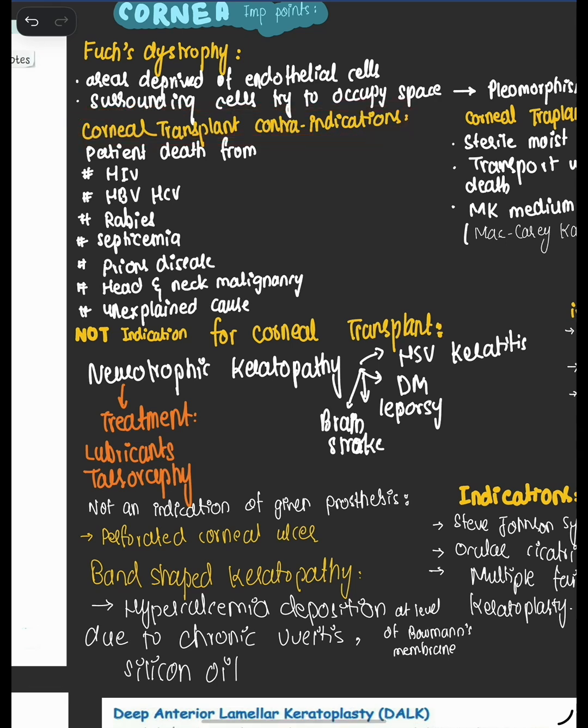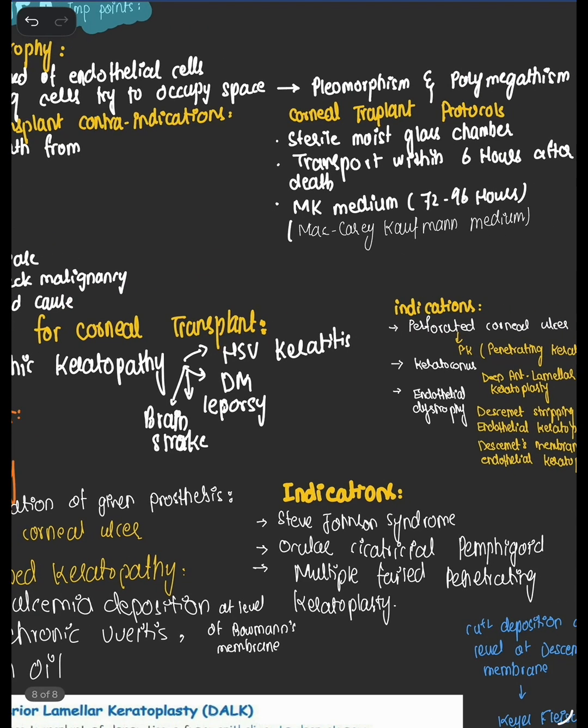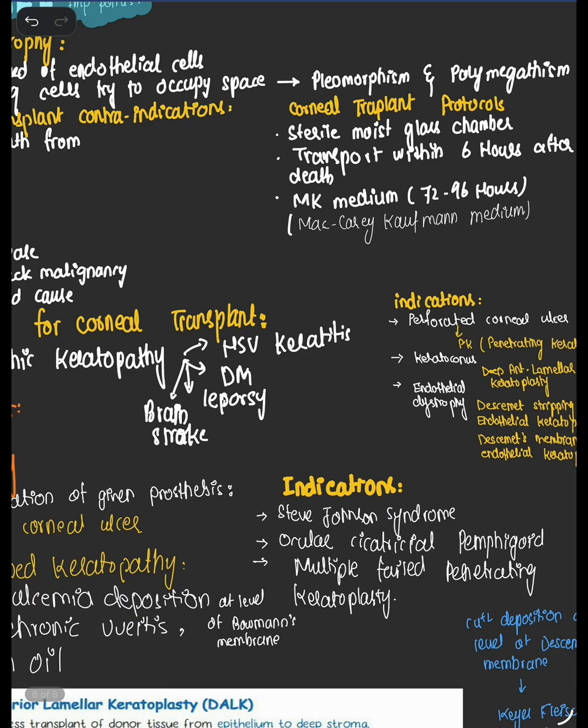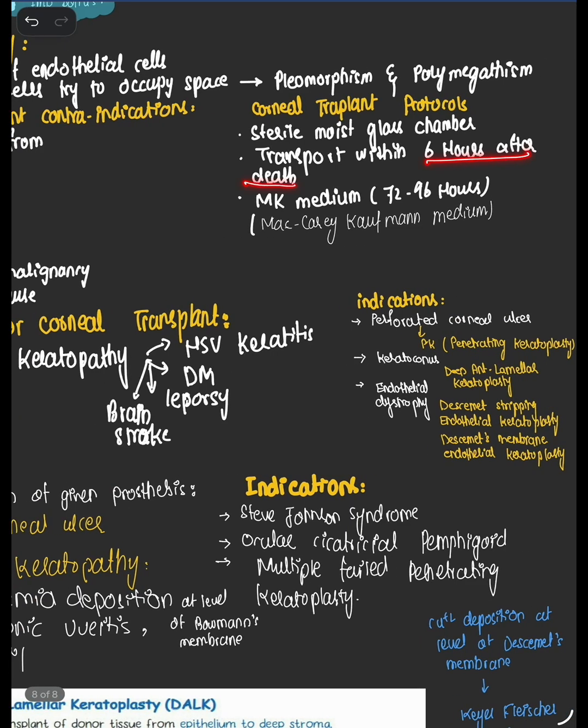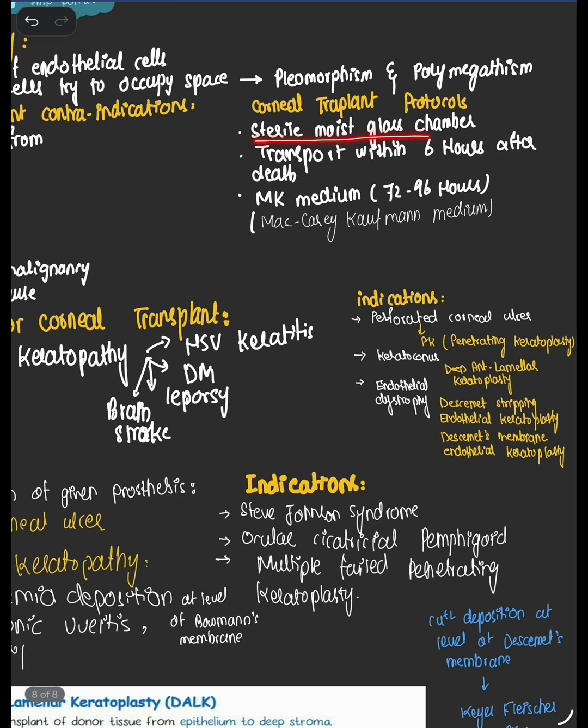Corneal transplant contraindications: we know that if the donor is HIV positive, Hepatitis B positive, Hepatitis C positive, or has rabies, septicemia, prion disease, head and neck malignancy, or death from an unexplained cause. Regarding corneal transplant protocols, the cornea is transported within 6 hours from the cadaveric donor in a sterile moist glass chamber, and this is short-term preservation. For intermediate preservation, we use the McCarey-Kaufman medium, for preservation of 72 to 96 hours.